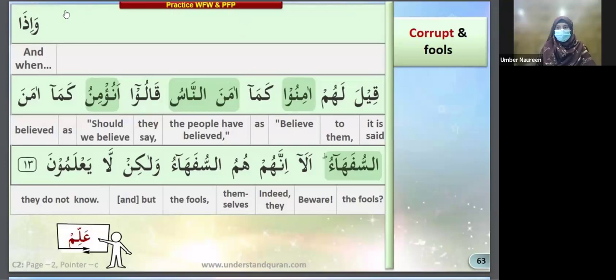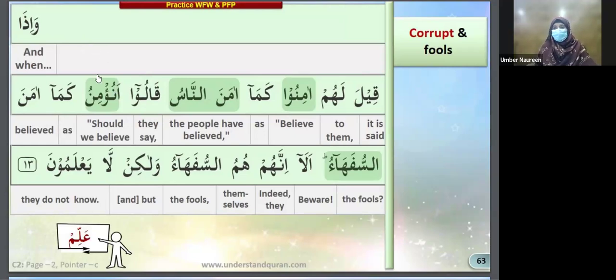Now, word to word translation. And when it is said to them, aminu, believe, as the people have believed, they said, should we believe as the fools believed? Allah says, beware. Indeed they themselves are the fools, but they do not know.